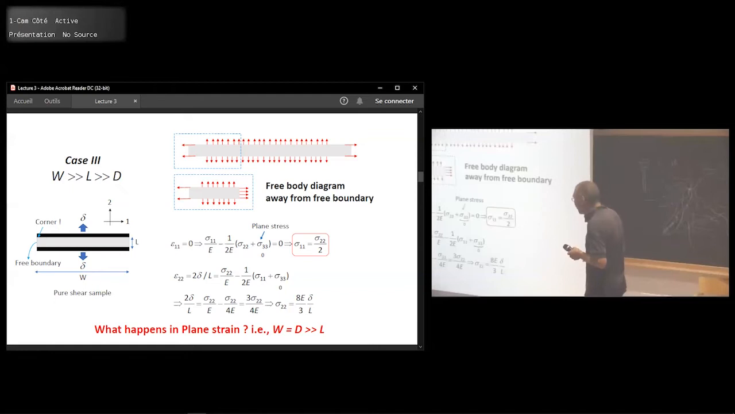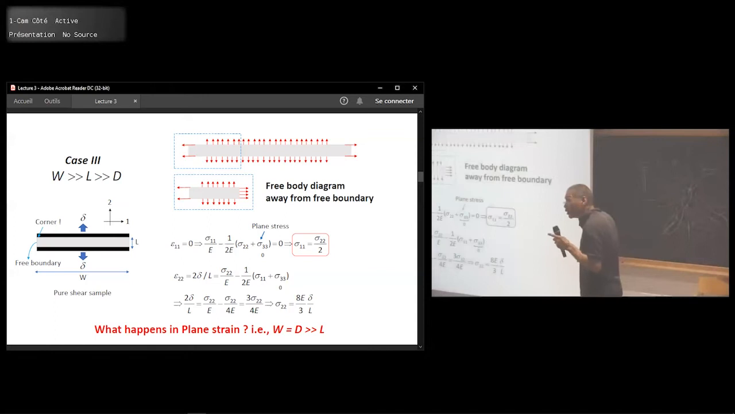So from these 2 equations with 2 unknowns, I can calculate the normal stress, sigma 2,2. You notice that sigma 2,2 is not E times epsilon. It is bigger than E times epsilon because of the constraint. It's harder to move it up.